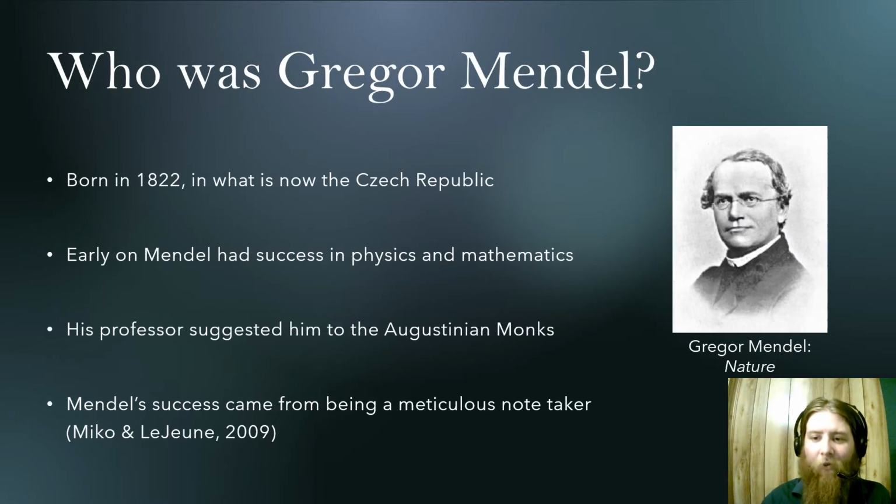So who was Gregory Mendel? Gregory Mendel was born in 1822 in what is now the Czech Republic. Early on, Mendel had a lot of success in physics and mathematics. His parents were very poor and couldn't provide money for an education. Luckily, his professor suggested him to the Augustinian monks. These monks held education very highly, and because of his work at the abbey, he was allowed to keep studying at Vienna and learn statistics, which would come in very handy.